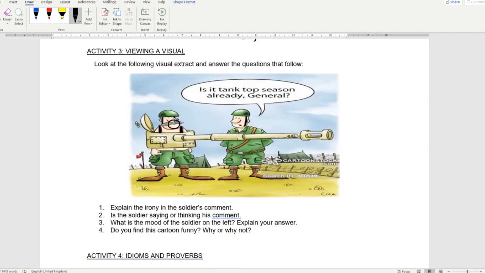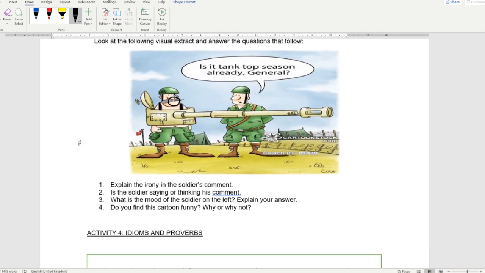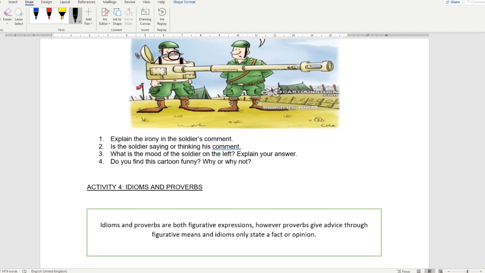We get on to activity 3, viewing a visual. So the text reads, is tank top season already, General? So this is a play on words, which we call a pun. Technically, something like tank top season, you would think about the clothing, a tank top, and not the entire top of a tank, which is the turret area of the tank. So in this case, tank top refers to 2 different things, making it funny. It's a pun.